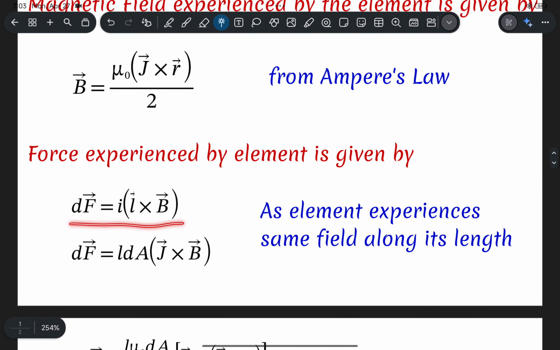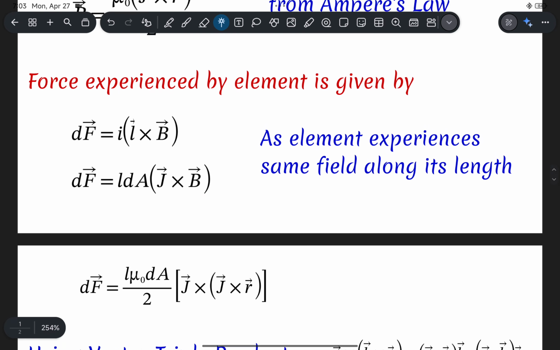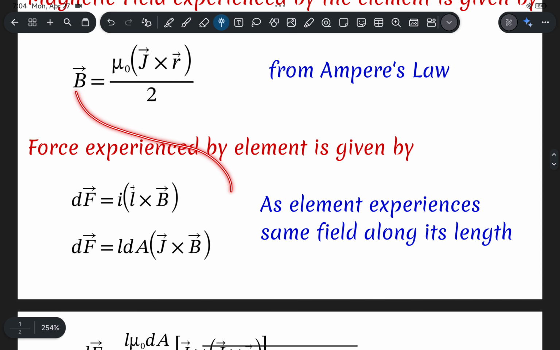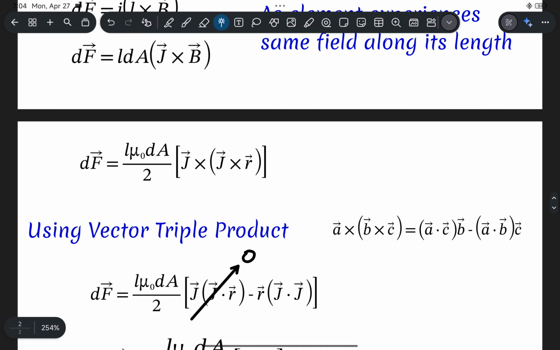So if I write the force as I L bar cross B bar, I can clearly write I as J into dA, and I know that J and L have exactly the same direction. So I have just interchanged them. L I have written outside, J I have written inside. Now I have substituted the B bar that I got, just like this value here. I got this as the small force on the element, but I want it on the full upper part, so I have to integrate it.